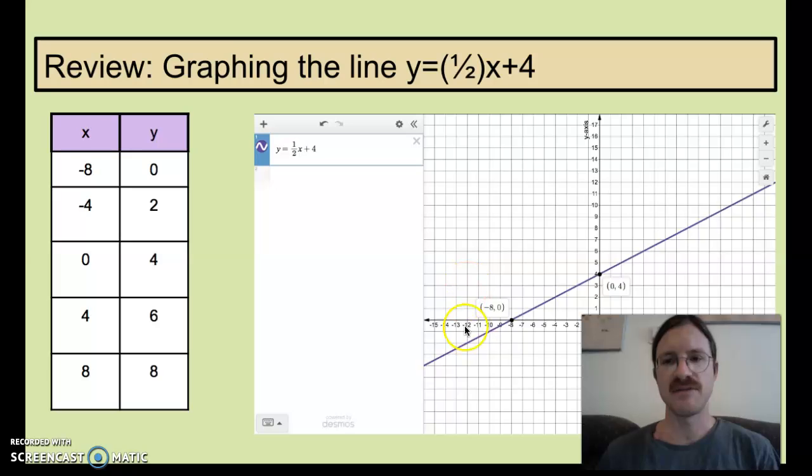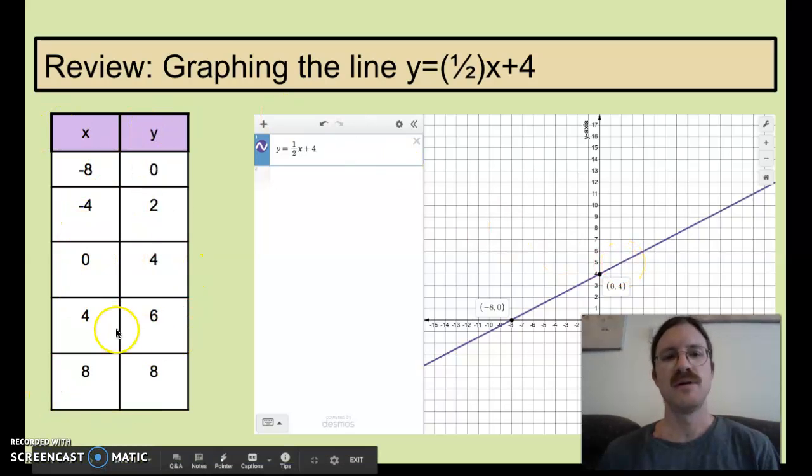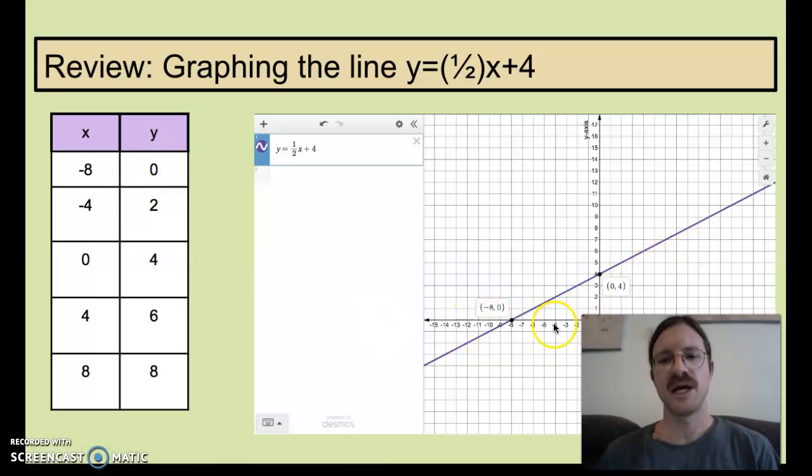Here we have the graph of this line. Again, if you didn't know that your y-intercept was 4 by looking at this equation, which we see it is, and if you didn't know what the slope meant, which means you're going up 1 and over 2, all you would have to do is pull out your table, find a couple of coordinates, plot them, and then draw your line through them. Okay, so that was just some review.